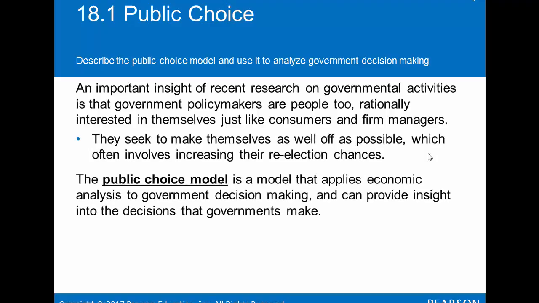So, public choice. An important insight of the recent research on governmental activities is that government policymakers are people too, rationally interested in themselves, just like consumers and firm managers. Remember the three economic ideas, that people respond to incentives, right? So government workers are exactly the same. They respond to incentives, and they seek to make themselves as well off as possible, which often involves increasing their re-election chances. This is always one of those reasons that I argue for term limits, because it's human nature to act in our own best interest. The public choice model applies economic analysis to government decision making and can provide insight into the decisions that governments make.